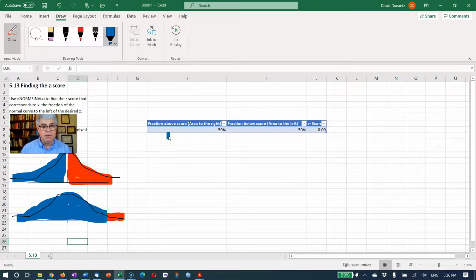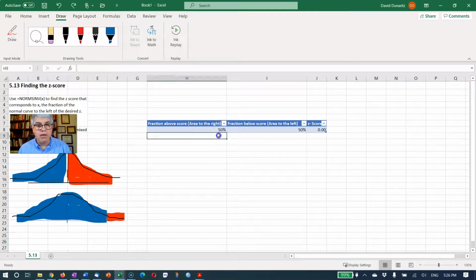So what can we, whoops, Control Z, turn the draw tool off. So over here, we're going to put, for the red area, 5%. I press enter, and it says the area to the left is 95%, and that corresponds to a z-score of 1.64. So that's a pretty high z-score. The next one, oh, that was actually number C. Ooh, I blew that. So this was A, this was C.